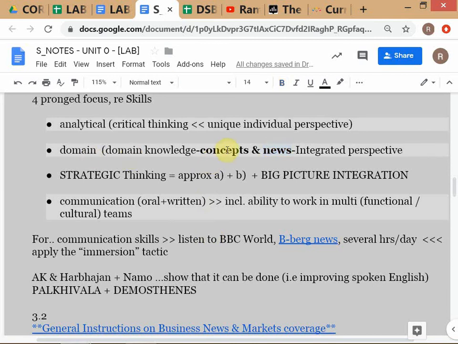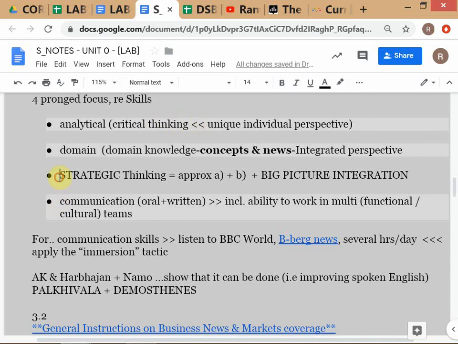So the idea of domain knowledge is not just concepts which you'll be taught in your courses, but also following the news in your area of interest. If you're interested in brand management, set up a news alert for brand management. Analyze all the brands, everything that's going on anywhere in the world. Nothing should be missed. Okay, so analytical critical thinking, again, this will come to some extent from the courses.